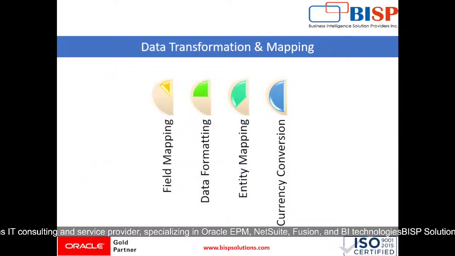Then comes our data transformation and mapping. First we will be mapping fields, where we will be aligning QuickBooks fields with NetSuite fields. Then data formatting, where we will be adjusting data formats, account numbers and other values to the NetSuite requirements. Then comes entity mapping, where we will ensure GL accounts, tax codes and classifications are mapped correctly. Lastly, currency conversion, where if multi-currency is enabled, it ensures exchange rates are correctly mapped.